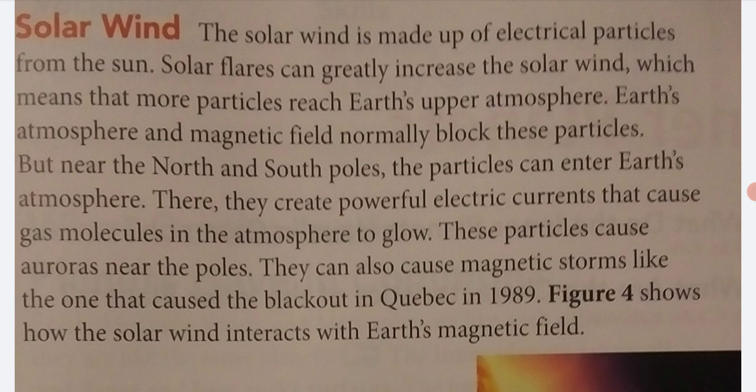These particles cause auroras near the poles. They can also cause magnetic storms, like the one that caused the blackout in Quebec in 1989. Figure 4 shows how the solar winds interact with Earth's magnetic field.